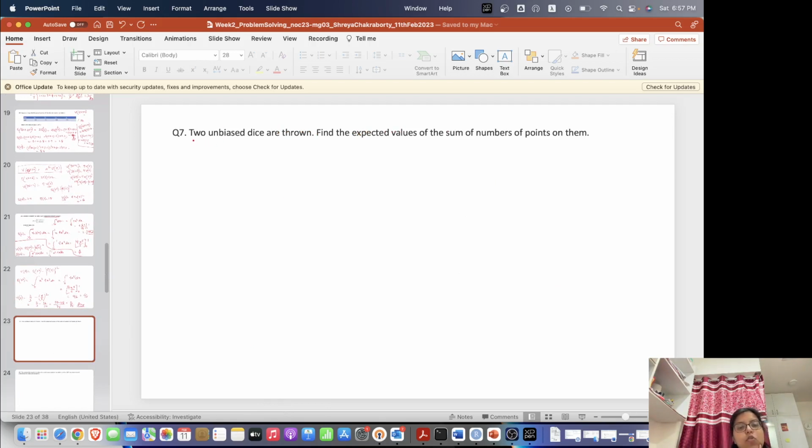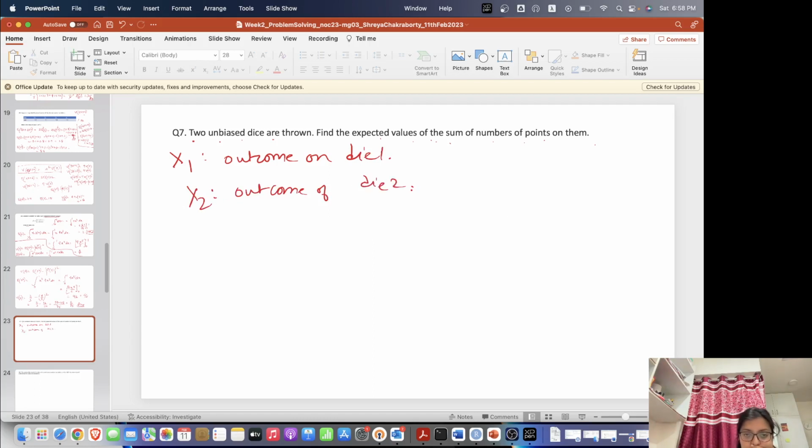Here they are saying two unbiased dice are thrown. Find the expected value of the sum of numbers of points on them. So let x1 be the outcome on die 1, x2 be the outcome on die 2. So they are asking the expected value of the sum of numbers of points on them.